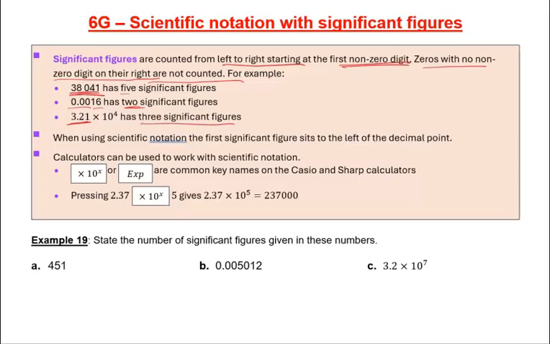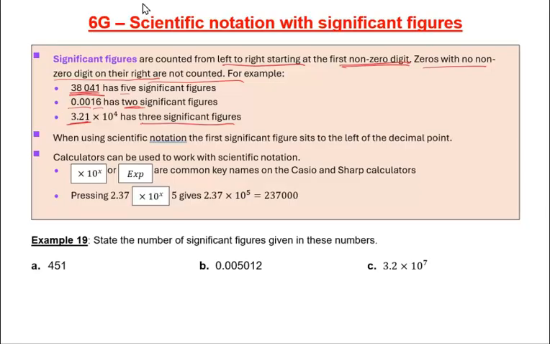When we use scientific notation, the first significant figure sits to the left of the decimal point. So as we did before, you have one number approaching 10, so 9 point something something something, and that's how we express something with scientific notation with respect to significant figures.